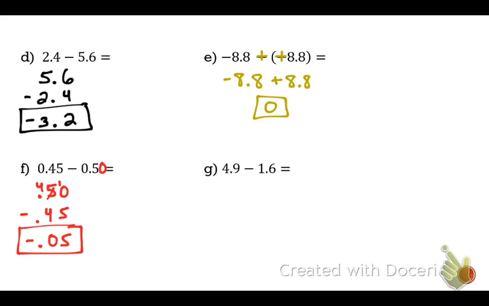All right, let's go on to the next one. Kalani, same sign or different sign? All right, every number has a sign, and that sign is directly in front of that number. This is a negative in front of that number, so they are different signs. So I've got to subtract. Which one's the bigger number? 4.9. 4.9 goes on top, minus 1.6.